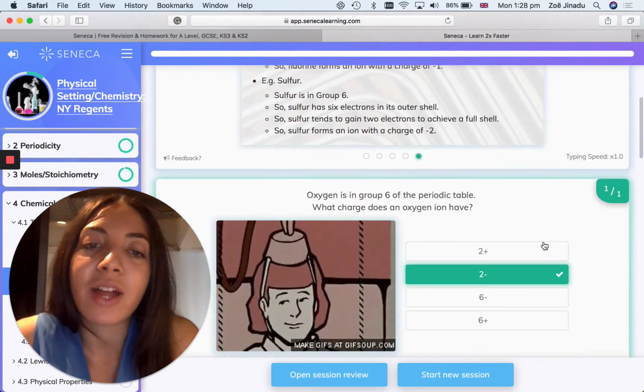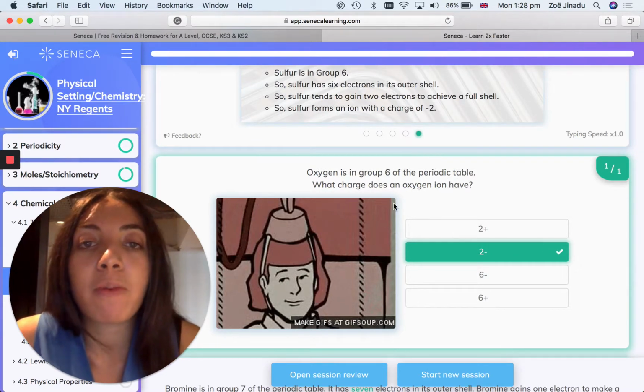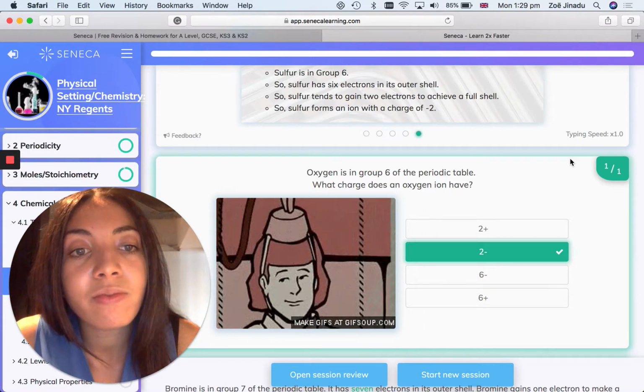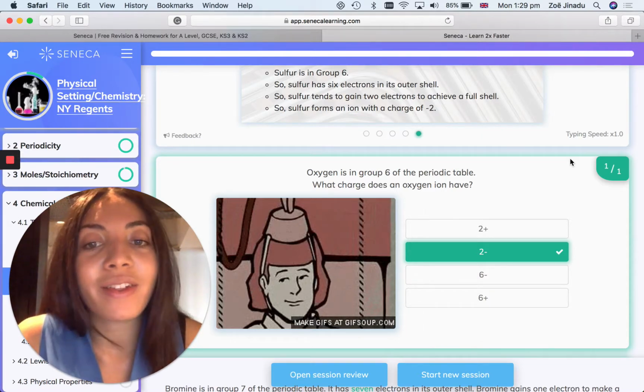Okay, let's look at some more questions. Oxygen is in group 6 of the periodic table. What charge does an oxygen ion have? 2-. Okay.